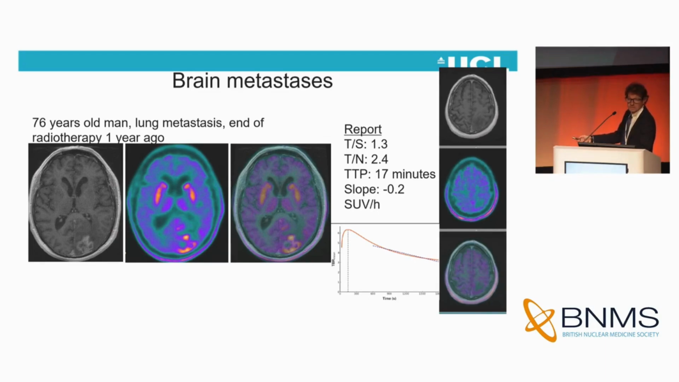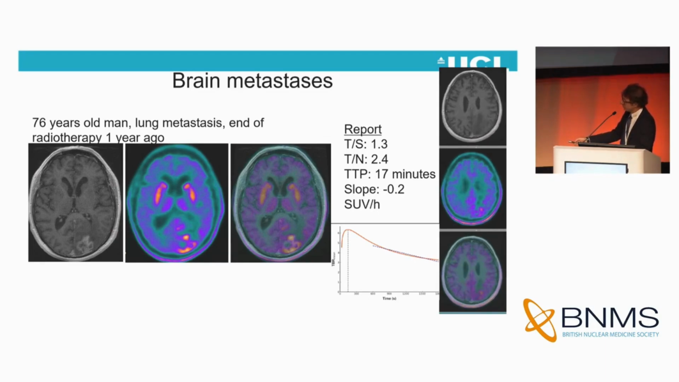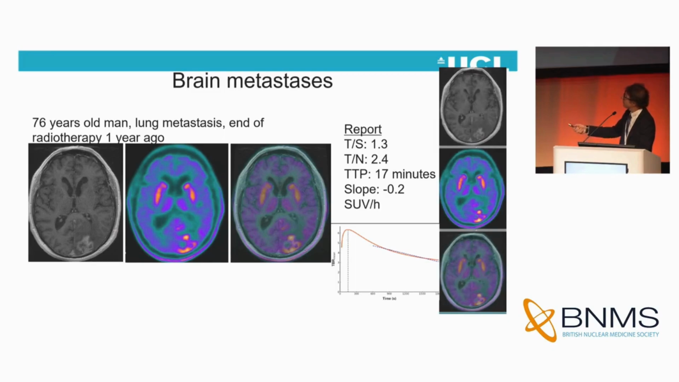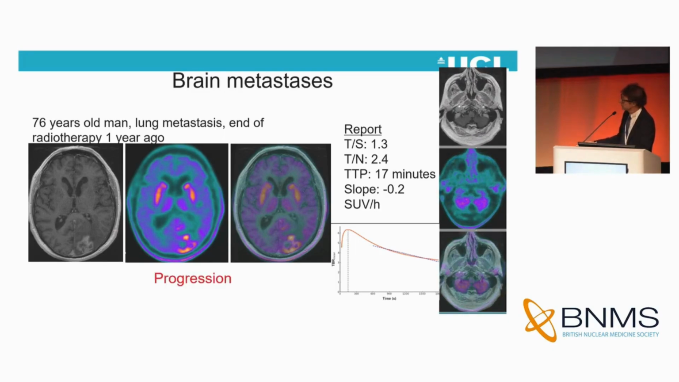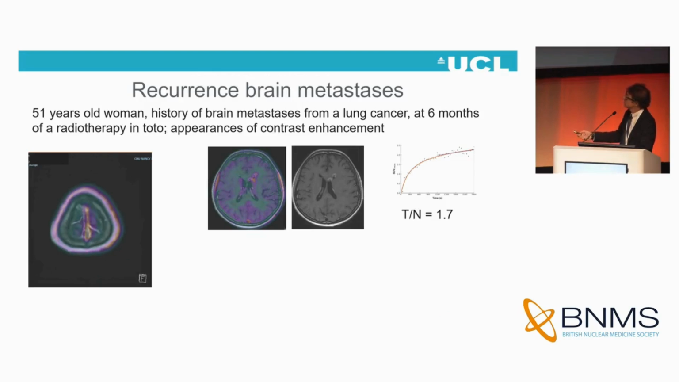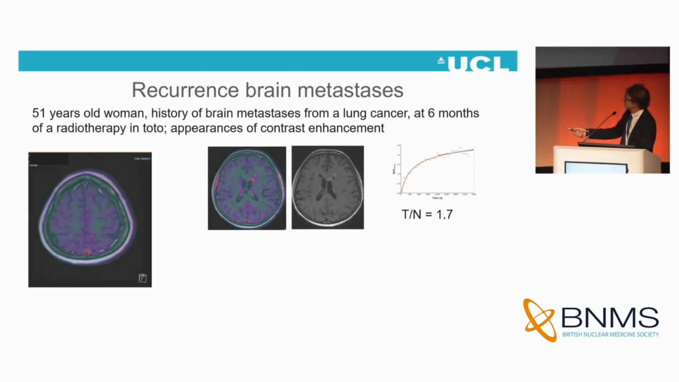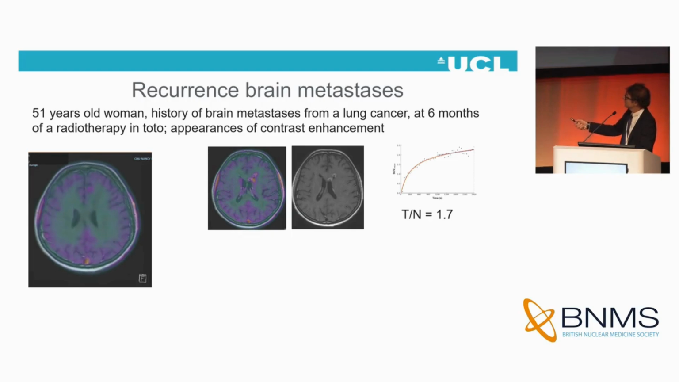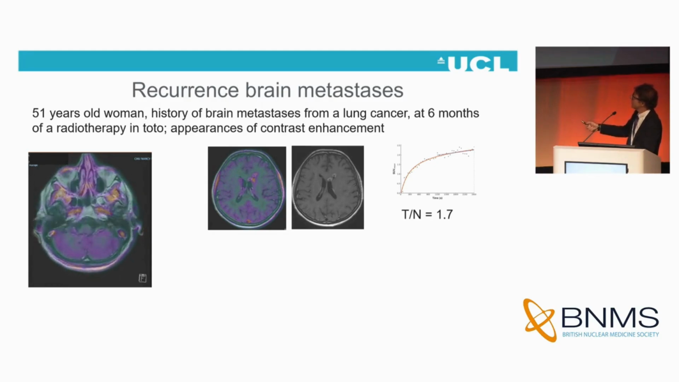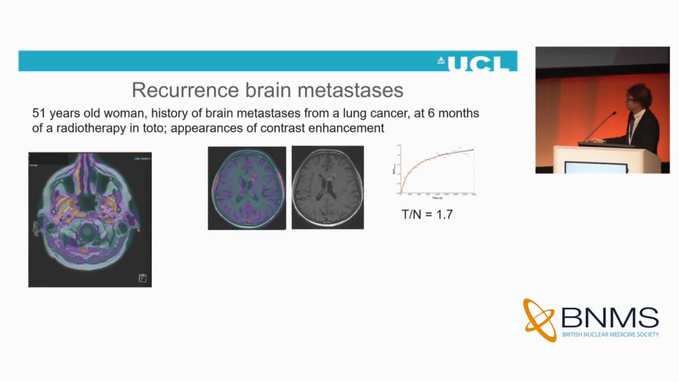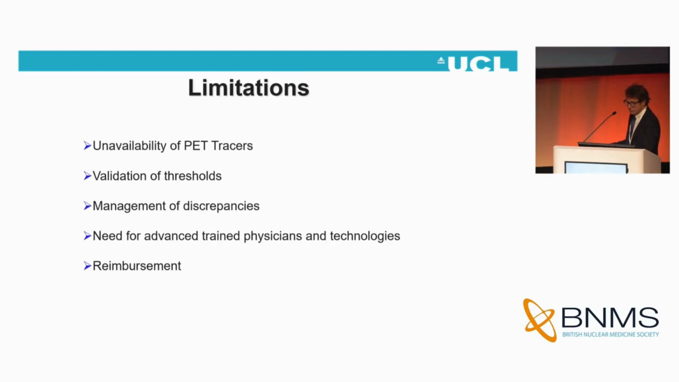Here, visually positive. Uptake, parameters, all in favor of progression. Here, mild uptake, quite well, 1.6 is the threshold, so it's 1.7. The dynamic curve is going up. This is a radionecrosis. So, 2 main limitations.